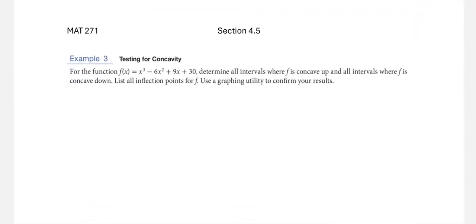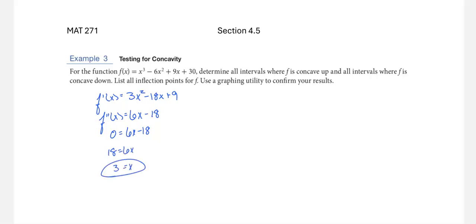So let's look at a few examples. Let's look at this one. We want to determine concavity for this graph. We're going to take the first derivative, so 3x squared minus 18x plus 9, and then we're going to take the second derivative. So we have 6x minus 18, and we're going to set that second derivative equal to 0. If we divide by 6, we're going to get 3.